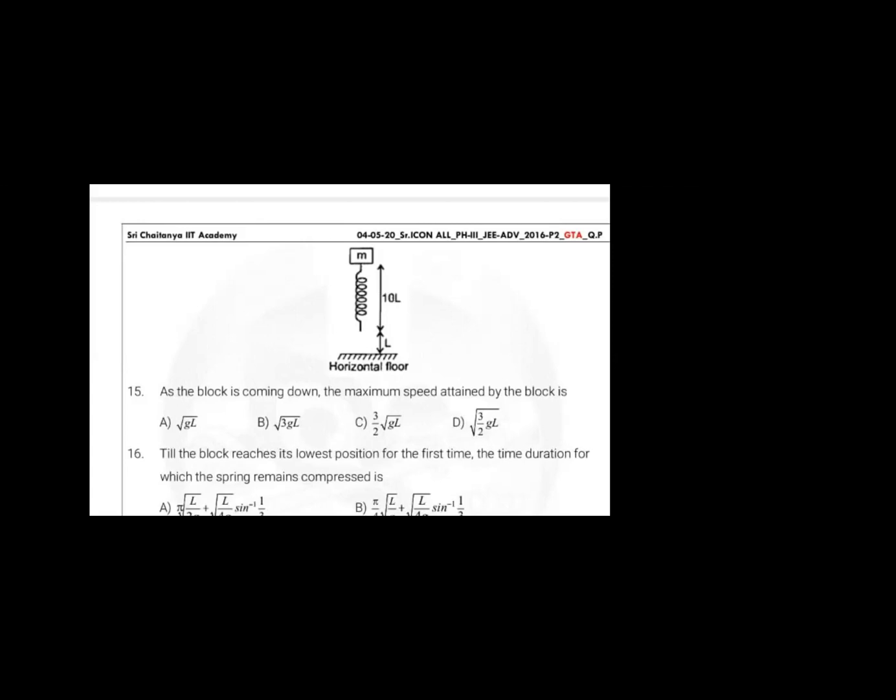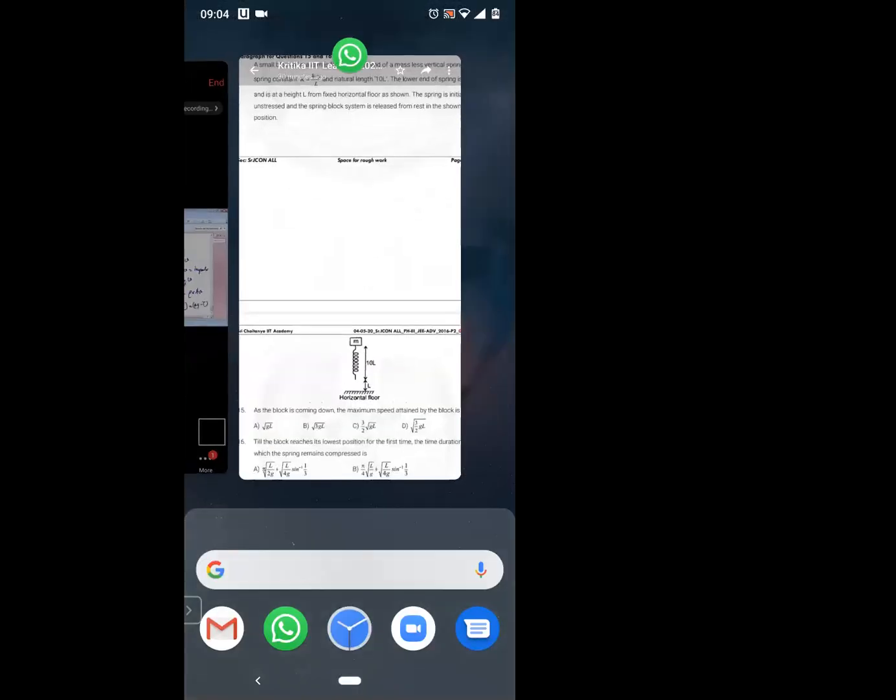Now what is the instant when the speed is maximum? That is the main thing to understand in this question. When is the speed maximum? When the acceleration is zero. Yes, that is the equilibrium position. So what you have to do first is calculate the equilibrium position.